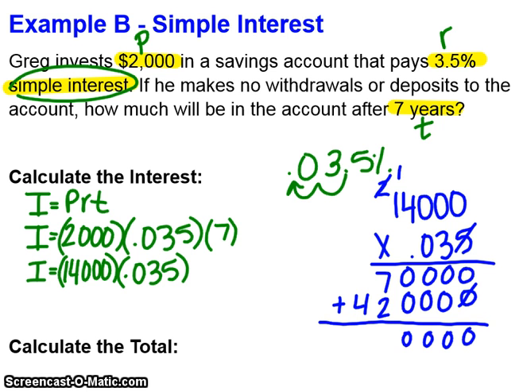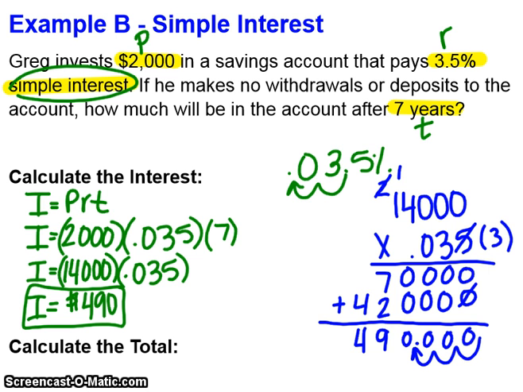7 plus 2 is going to give me 9, and then I bring down that 4. But I know I need to move that decimal over 3 times. And so I get $490. So the interest that the bank is going to pay me for leaving my money in there is $490.